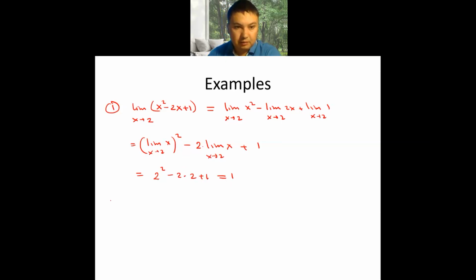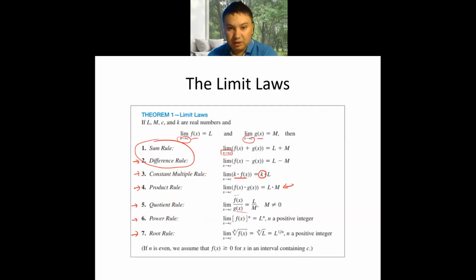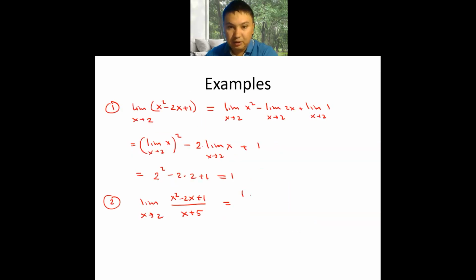Let's do something about the quotient. Let's again approach 2. Let's pick the same function, x squared minus 2x plus 1, because we already know what it is. And let's divide by x plus 5, for example, right? So now again, if you go back to the quotient rule, it says you just need to compute each limit separately and then just divide. Which means you can split the limits, right? So do the same here, place the limit here, x plus 5, so let x go to 2.